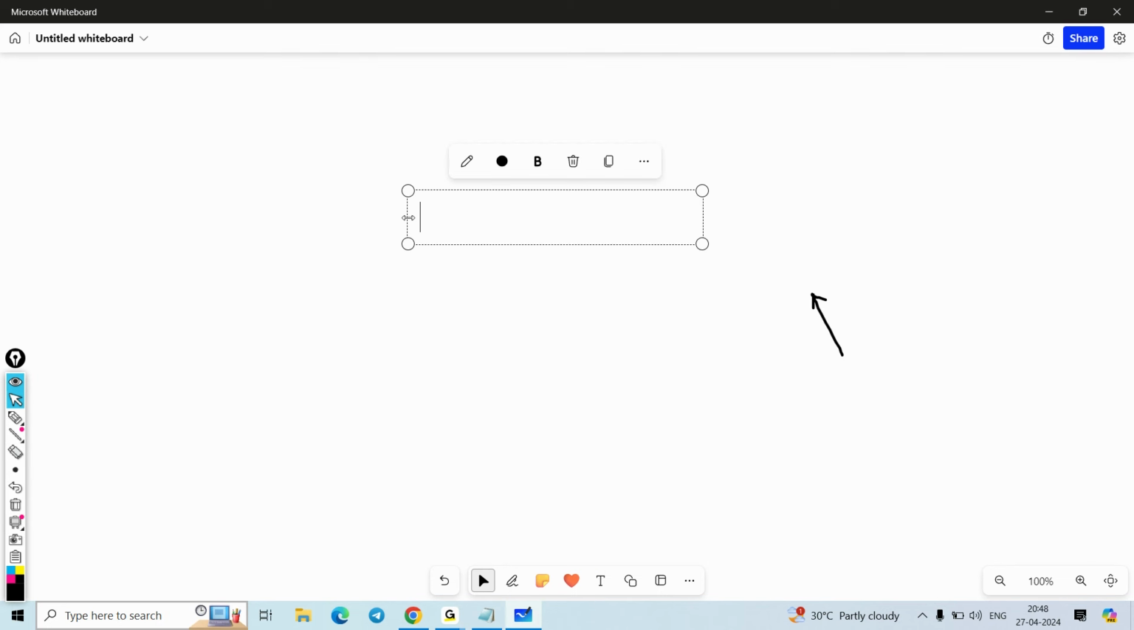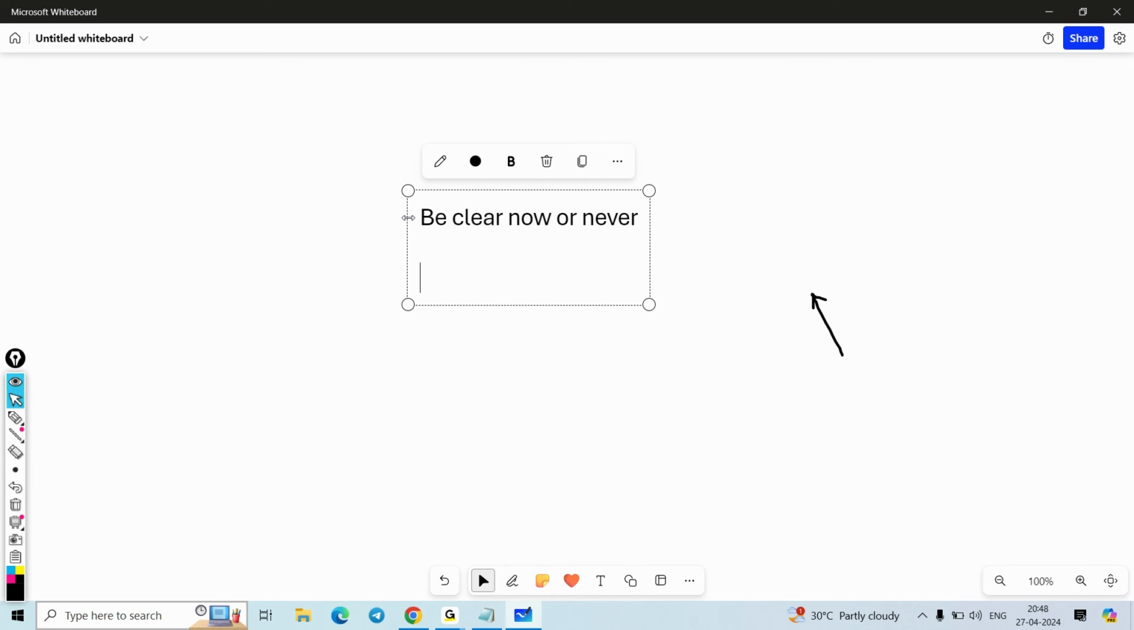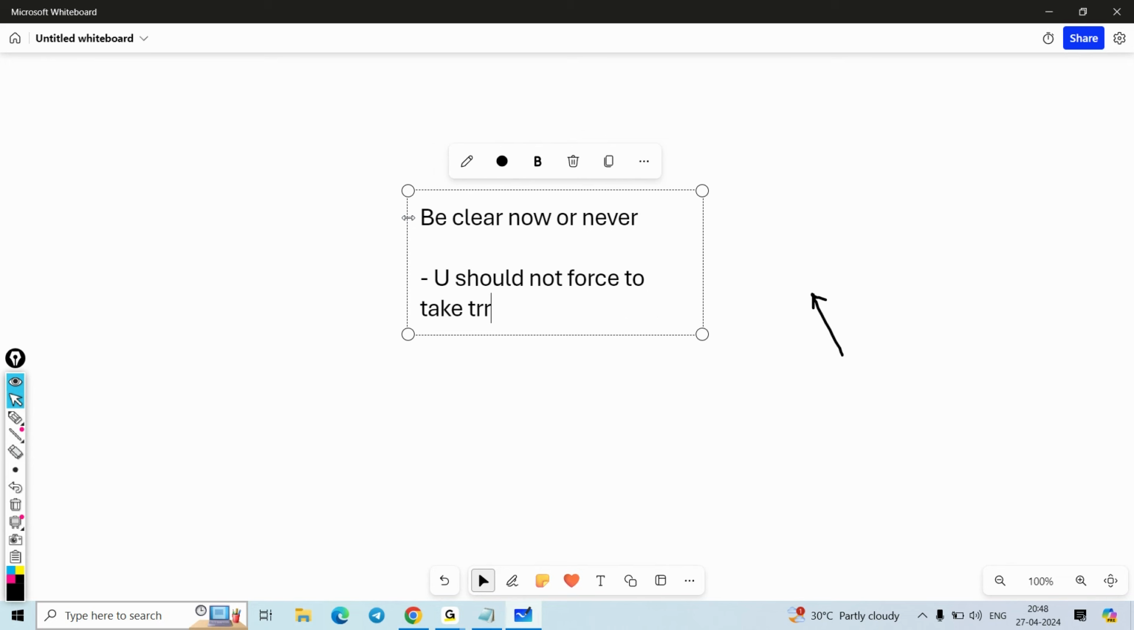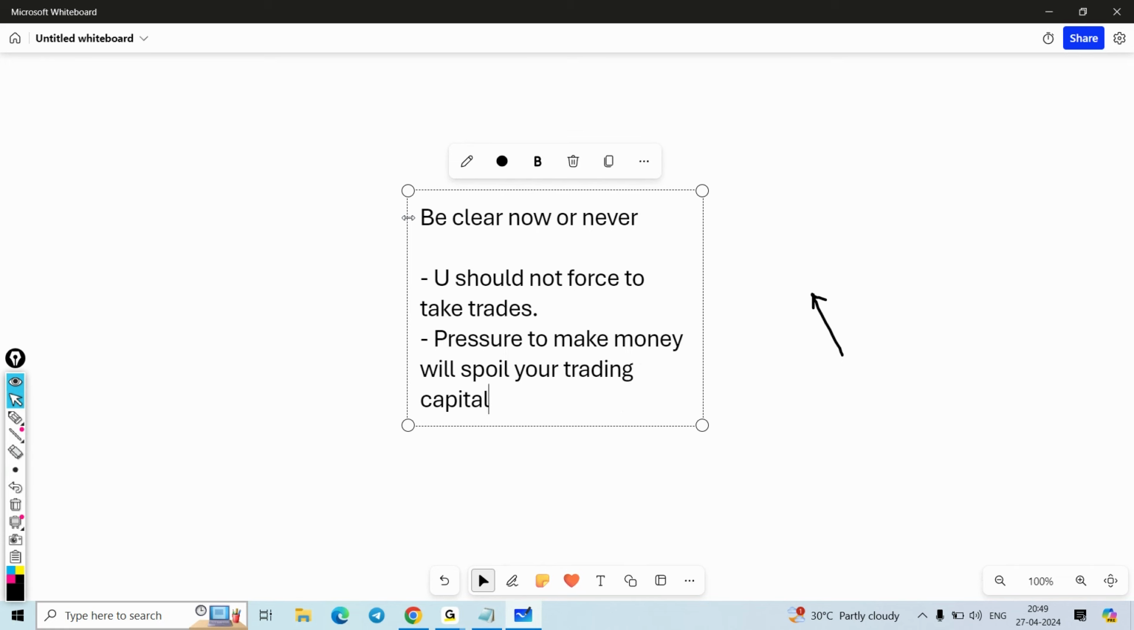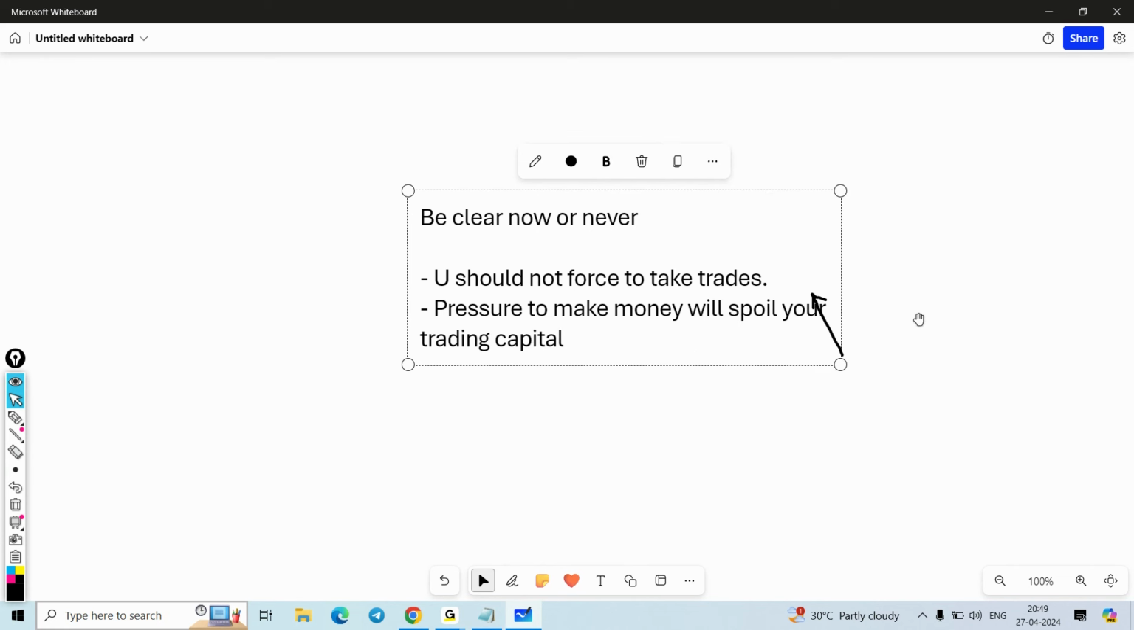Be clear with a few things, and then we'll move on to price action. Be clear now or never. That's it. You should not force to take trades. Point number one. Second thing, pressure to make money will spoil your trading capital. Be clear with this. This is just 2 points, nothing else, just a straight 2 points.